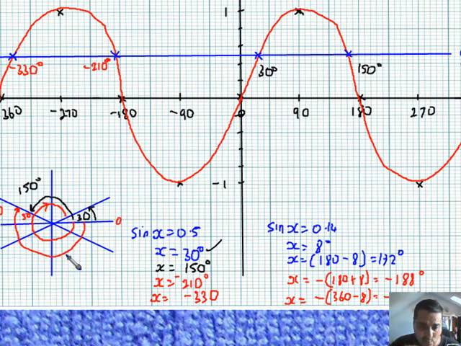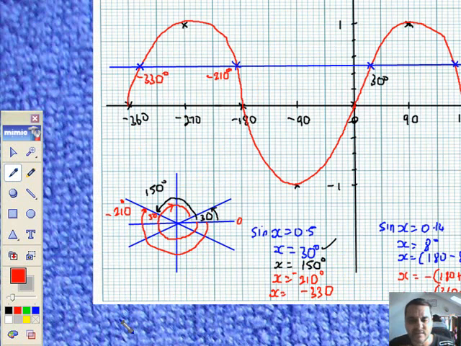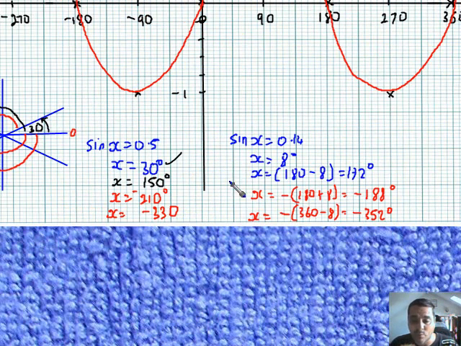What I've done, I've started here, gone all the way around, and landed about here, but it's only 8 degrees instead of 30. It's really thin slice, isn't it? And there's my 4 solutions to the equation sine x equals 0.14.